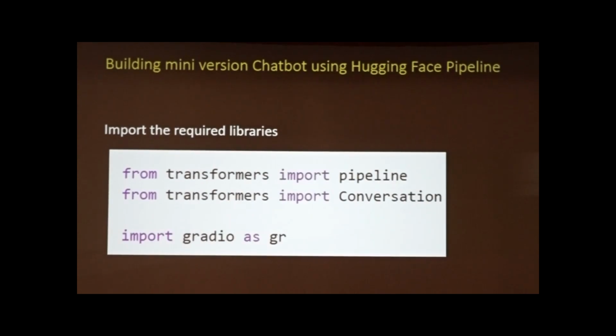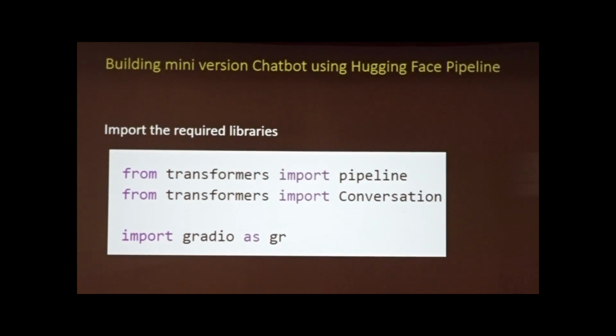Then import. We installed, now we need to import the libraries. From transformers import pipeline. I am going to use the Hugging Face pipeline. That's the reason why I told you no need of an API key. Are you getting clear what I am going to do? I am going to build a mini version chatbot using the Hugging Face pipeline and an LLM model which can complete my conversation chat.